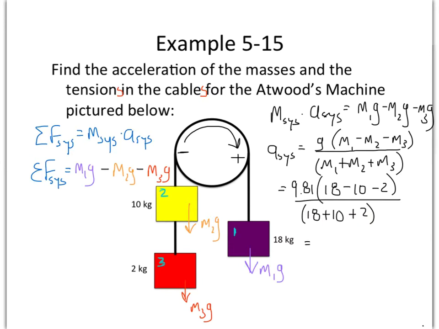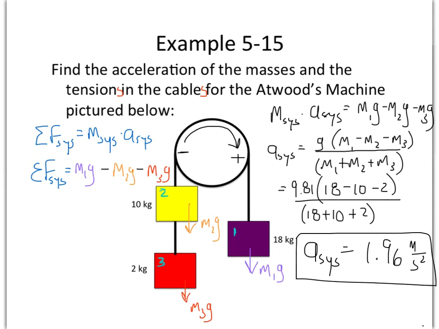Okay? So, 9.81 times the quantity 18 minus 10 minus 2. I'm going to take that and divide that by the quantity 18 plus 10 plus 2. Did I get that right? I think I did. That means the acceleration of the system, I'll write this out again, is going to be 1.96 meters per second squared. And I didn't put a negative in front of it, so it's positive. It's going to be in the positive direction, which is what we predicted from the very outset. It's going in the clockwise direction. That's positive, counterclockwise is negative.